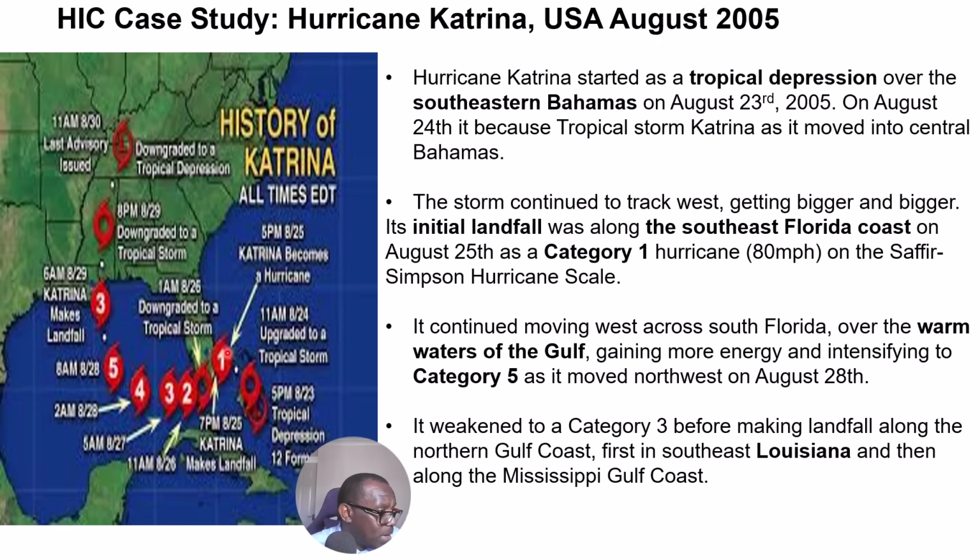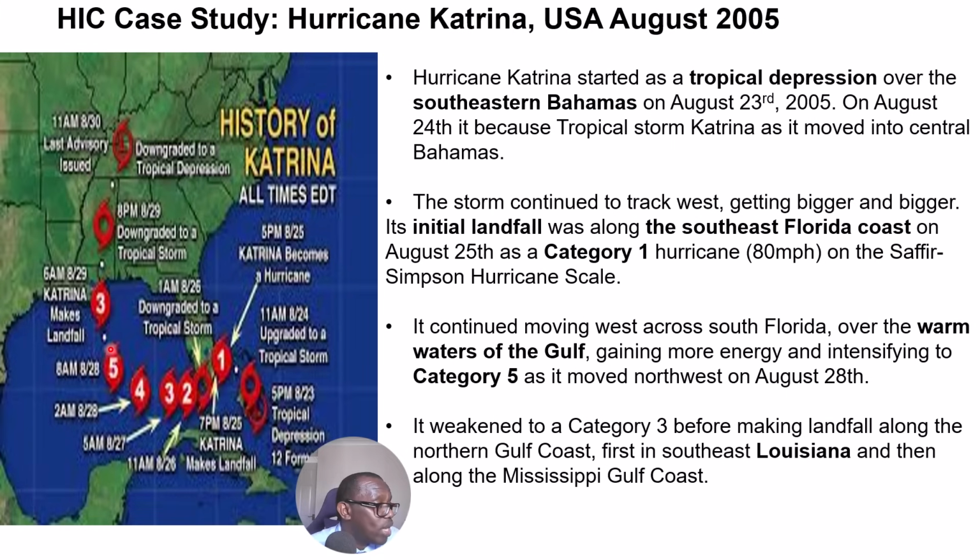Now, obviously, it's become a tropical storm, and that's why it's now being categorized here and begins to move westwards. As it continued to track west, it got bigger and bigger with its initial landfall along the southeast Florida coast on the 25th as a Category 1, which obviously has wind speeds of over 120 kilometers per hour. Then it continues to move west across South Florida over the warm waters of the Gulf, gaining more energy and intensifying to a Category 5 around here as it moves northwest. And then that is on August the 28th.